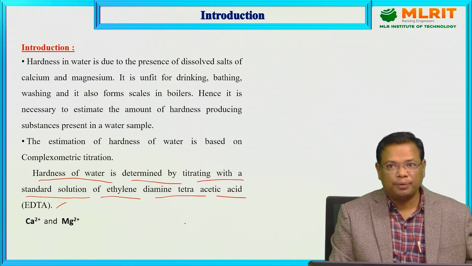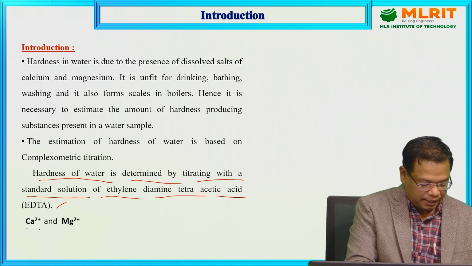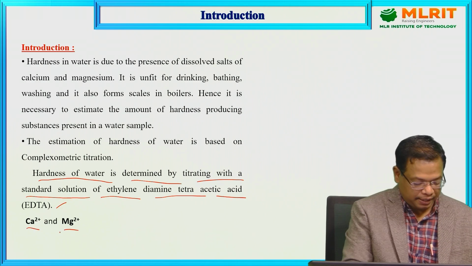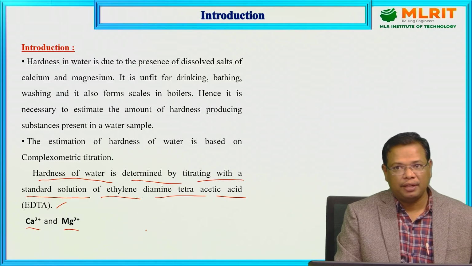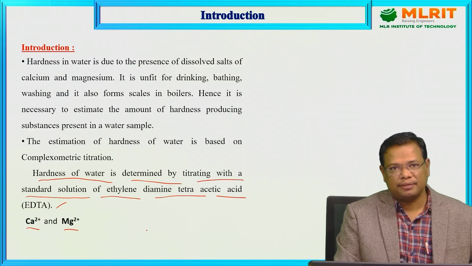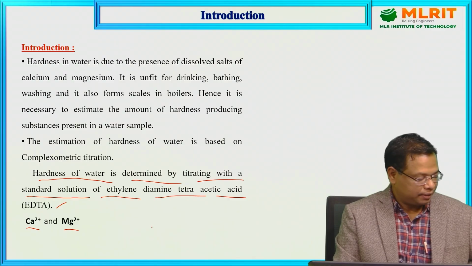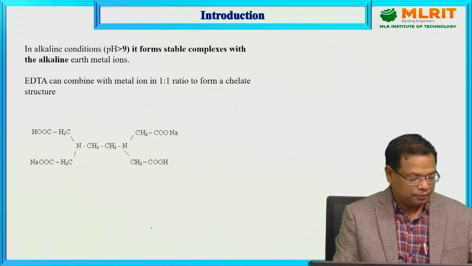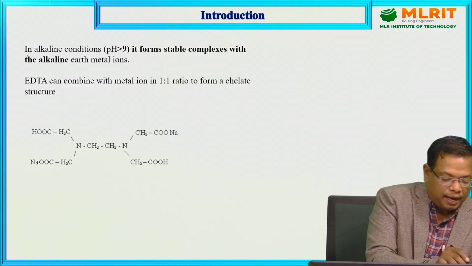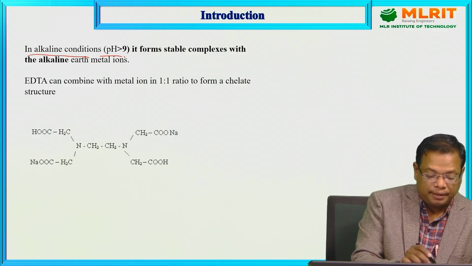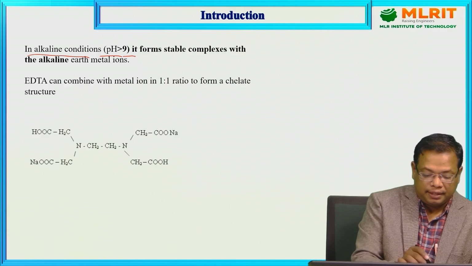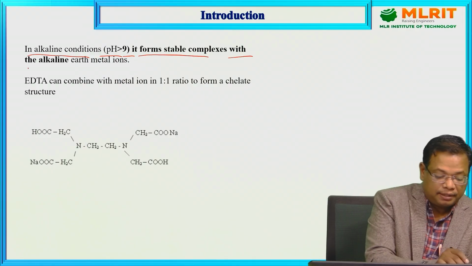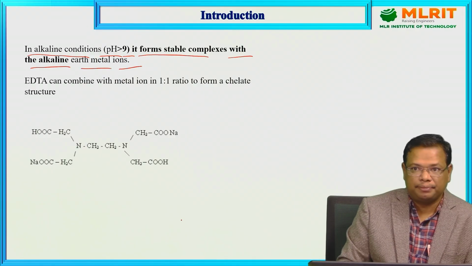So, how to make this estimation we can see. These are the salts, Mg2+ ions and Ca2+ ions. We have to estimate these. By this method, we estimate how much concentration of these salts is present in the water. In alkaline conditions, pH greater than 9, it forms stable complexes with the alkaline earth metal ions.